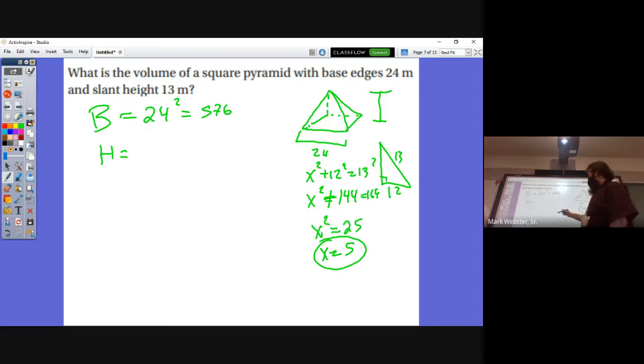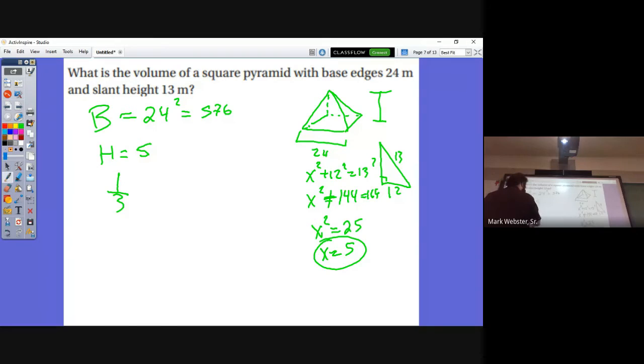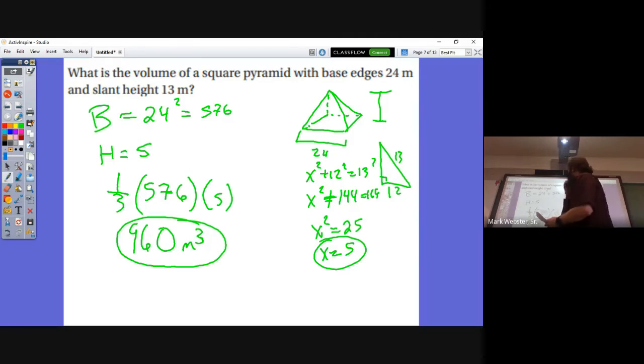And now we can finish our problem: 1/3 area of the base times the height. We end up with 960 exactly for our final answer. Our units are meters cubed. So we're going to do a bunch more of these now, like 4 more, but now they're all going to be circles for the base.